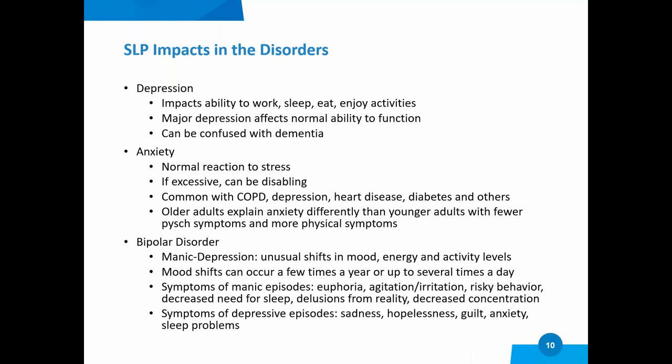And then we have anxiety. Anxiety is a normal reaction to stress. It is actually a sign that things are going correctly in the brain. You want to experience anxiety. It's one of those triggers that helps you realize something might not be right, right? So it's a normal reaction to stress. What happens is when it becomes excessive, it can become disabling.